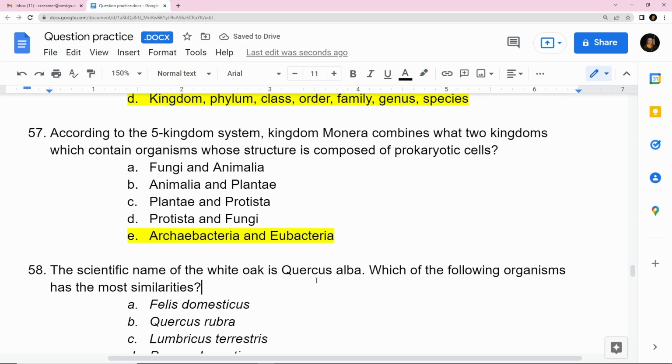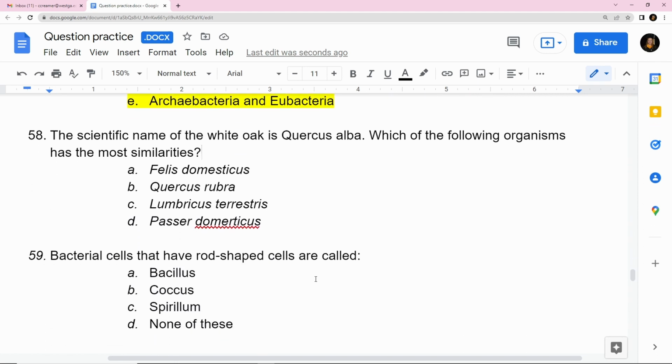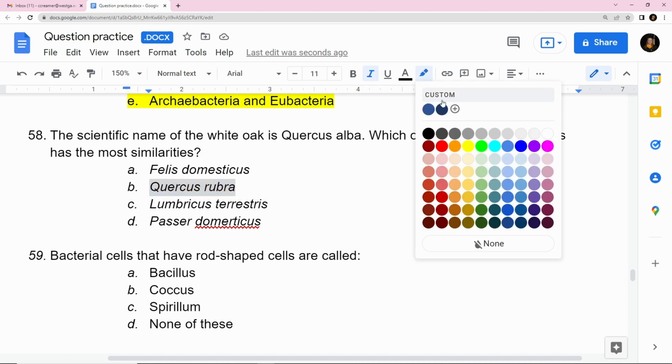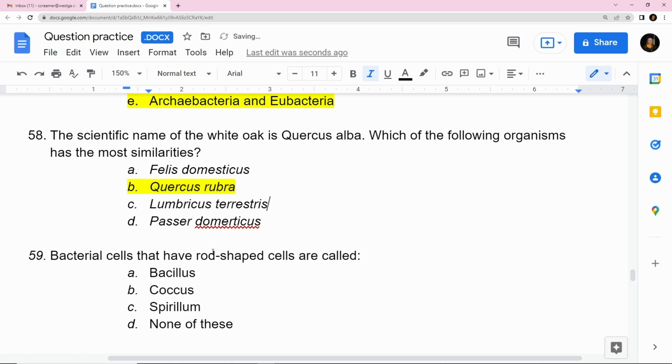The scientific name of the white oak is Quercus alba. Which of the following organisms has the most similarities? Felis domesticus, Quercus rubra, Lumbricus terrestris, Passer domesticus. If you said Quercus rubra because they share a genus, then you would be correct.